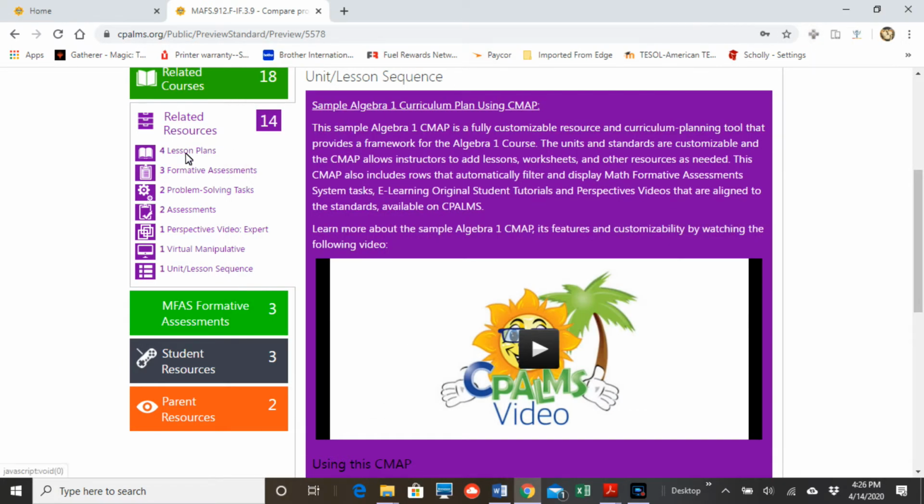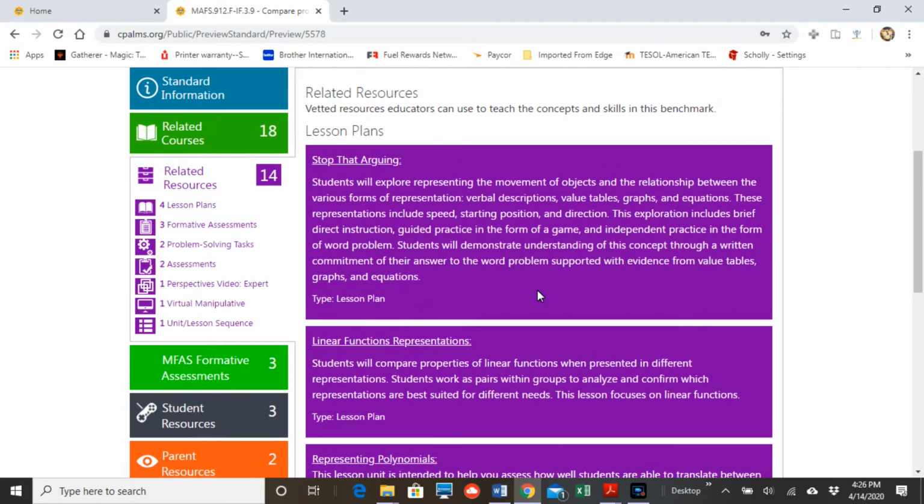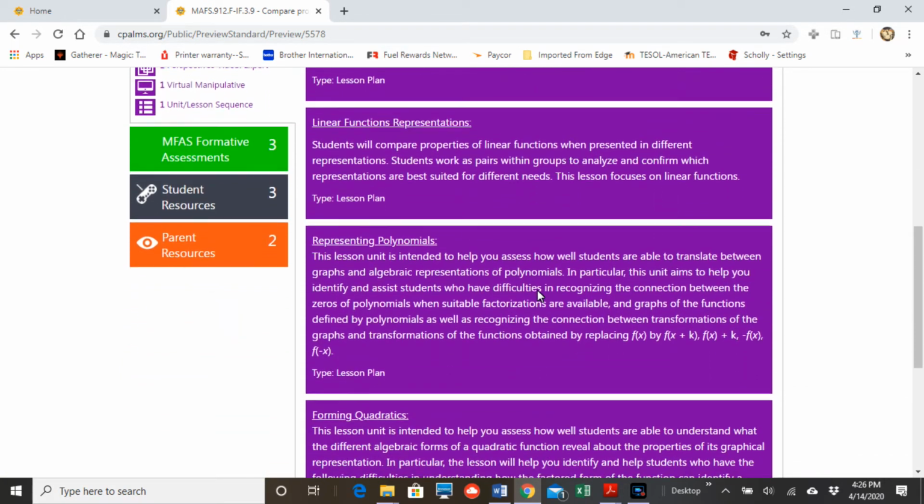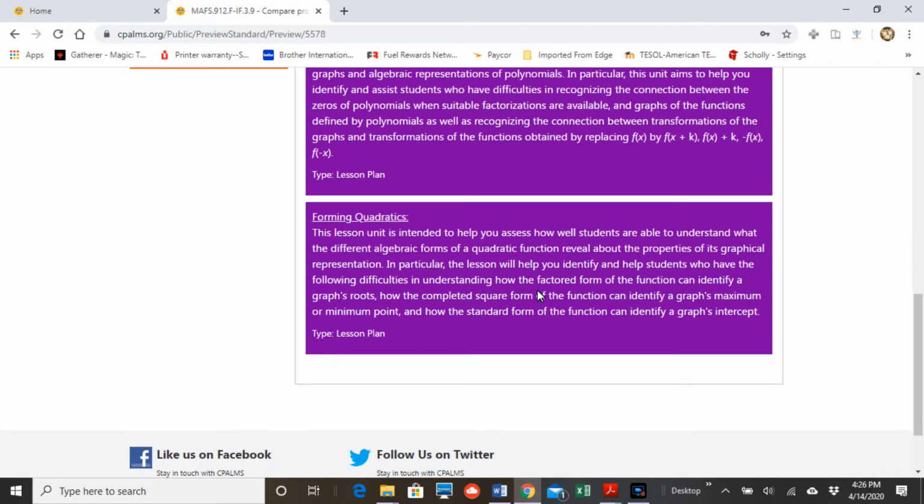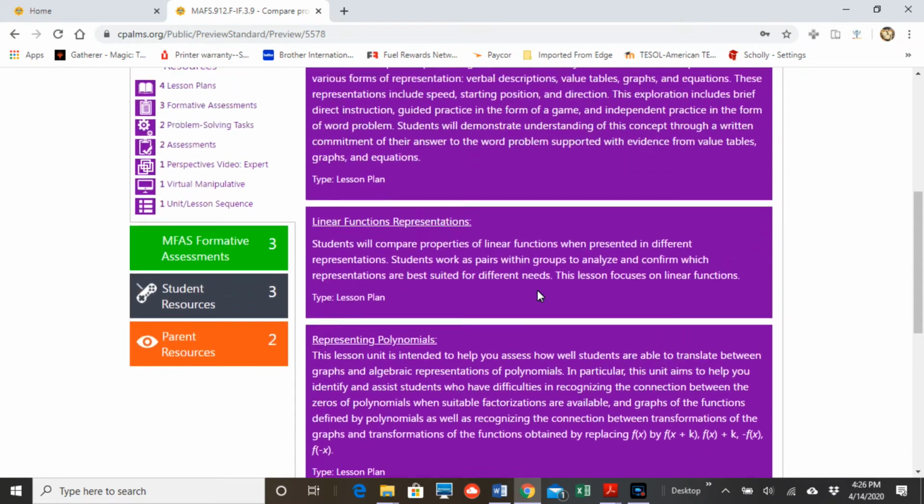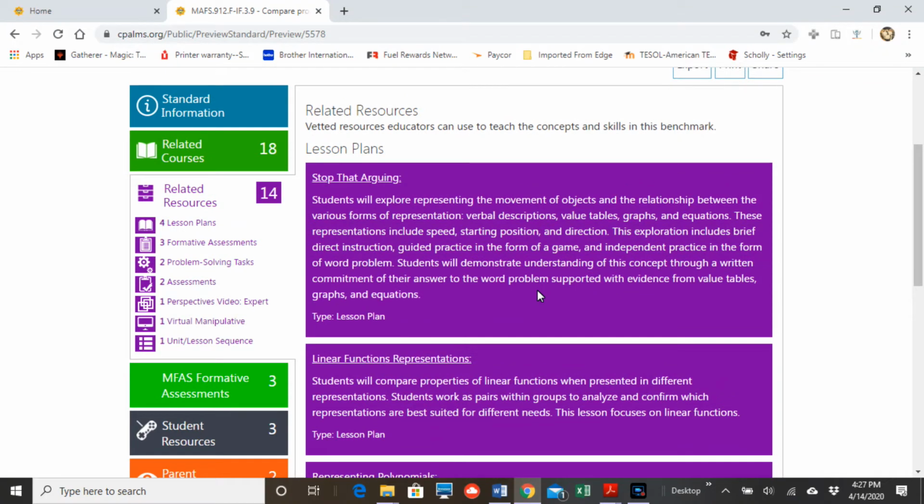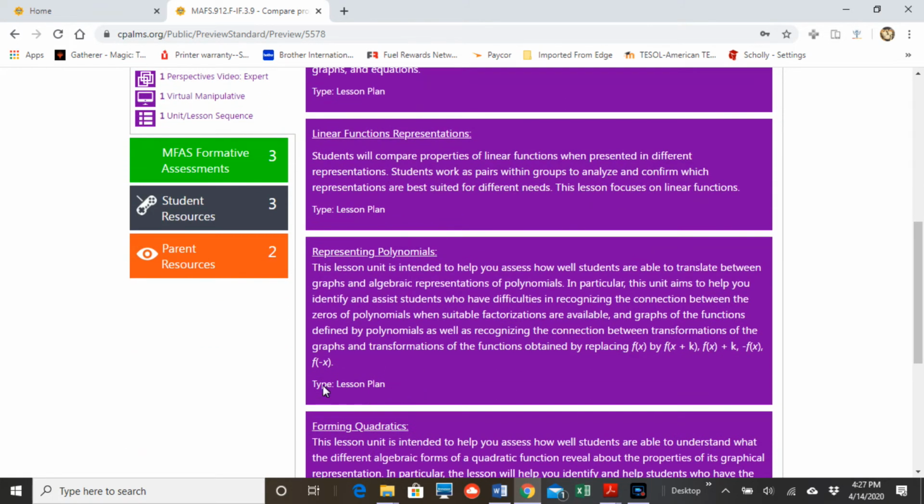The lesson plans are exactly that. You're given, like I said, these are your verbals. So here we have our verbals. It's telling you within these lesson plans what the student is expected to do. Look at the way that the writing and terminology is organized. The students will explore. Students will compare. This lesson is intended to help you assess how well students are able to translate between graphs and algebraic representation.